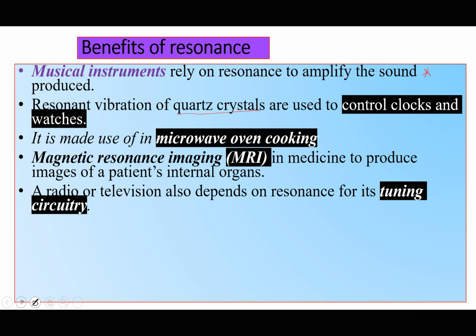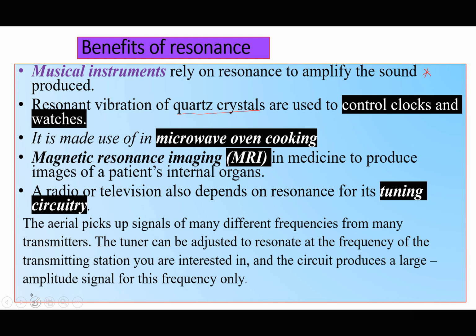The antennas or aerials will pick up signals of many different frequencies from many transmitters reaching your house, for example. However, the tuner can be adjusted to resonate at the frequency that you want, or the frequency of the transmitting station you are interested in. This makes the circuit resonate at a certain frequency, which means the circuit is going to produce a large amplitude signal for that particular frequency only.